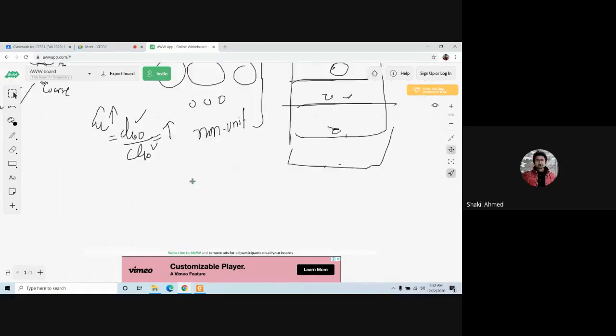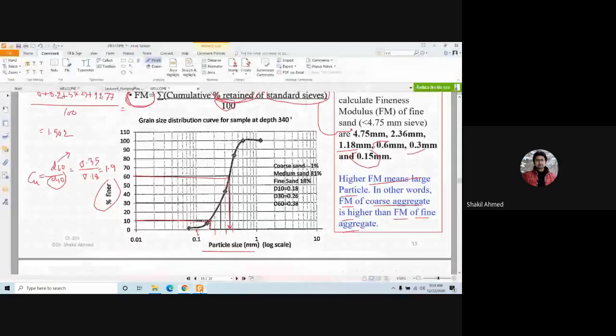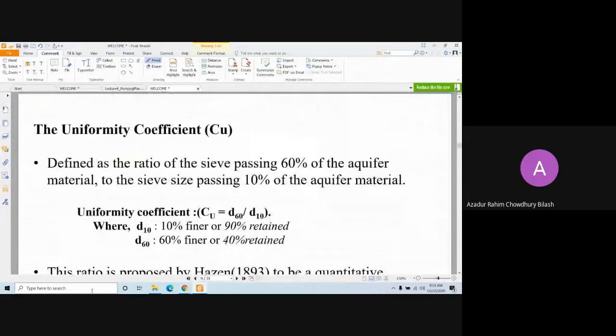Now, if you have similar size particles, then your D60 and D10 will be almost similar, and that's why it will be close to 1. Am I right? Yes, sir. This is uniform. Am I right? Yes, sir. Okay.